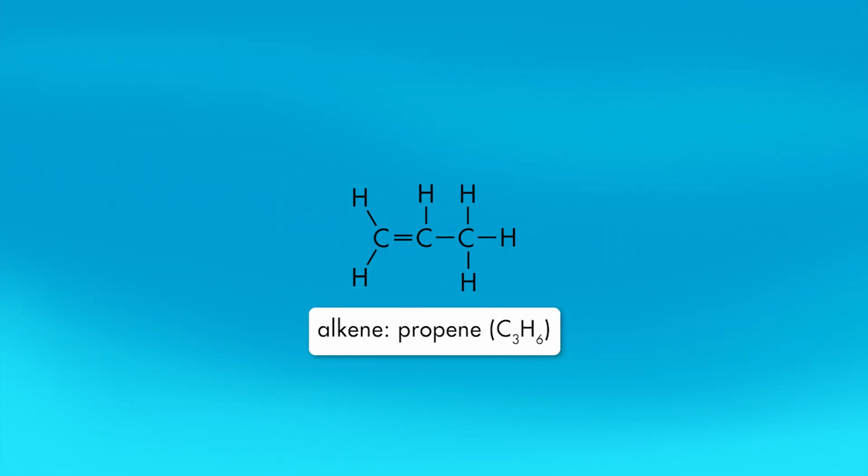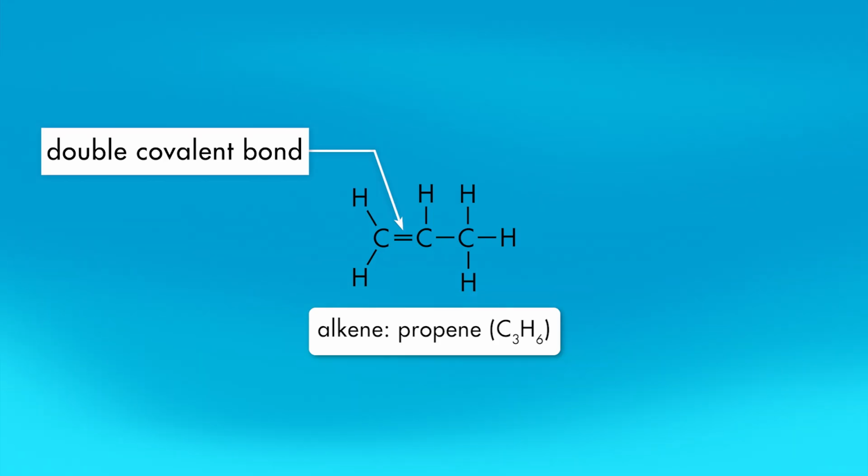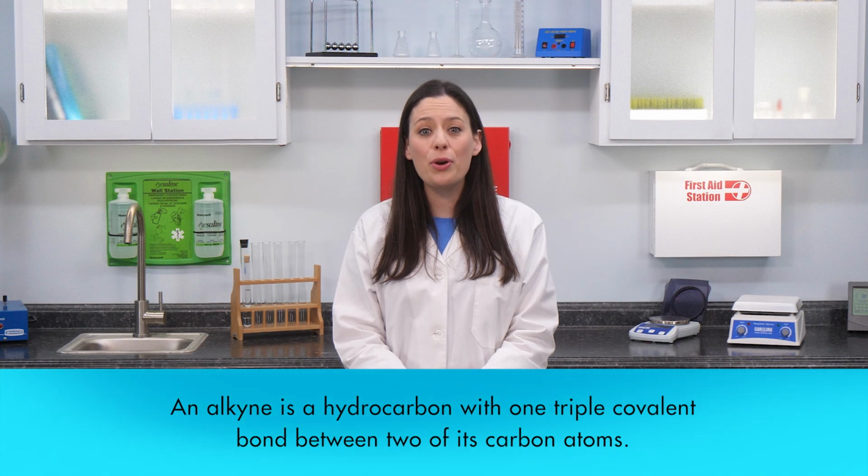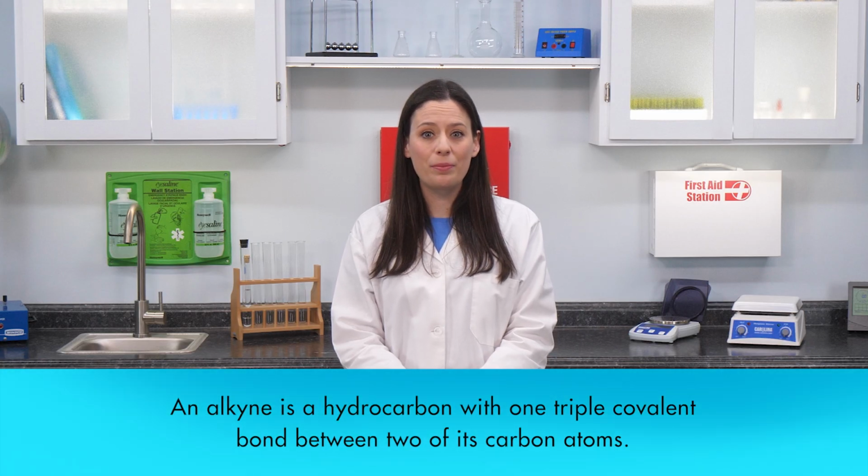A propene molecule has a double covalent bond between its first and second carbon atoms. All its other bonds are single covalent bonds. A third class of hydrocarbons is alkynes. An alkyne is a hydrocarbon with 1 triple covalent bond between 2 of its carbon atoms.